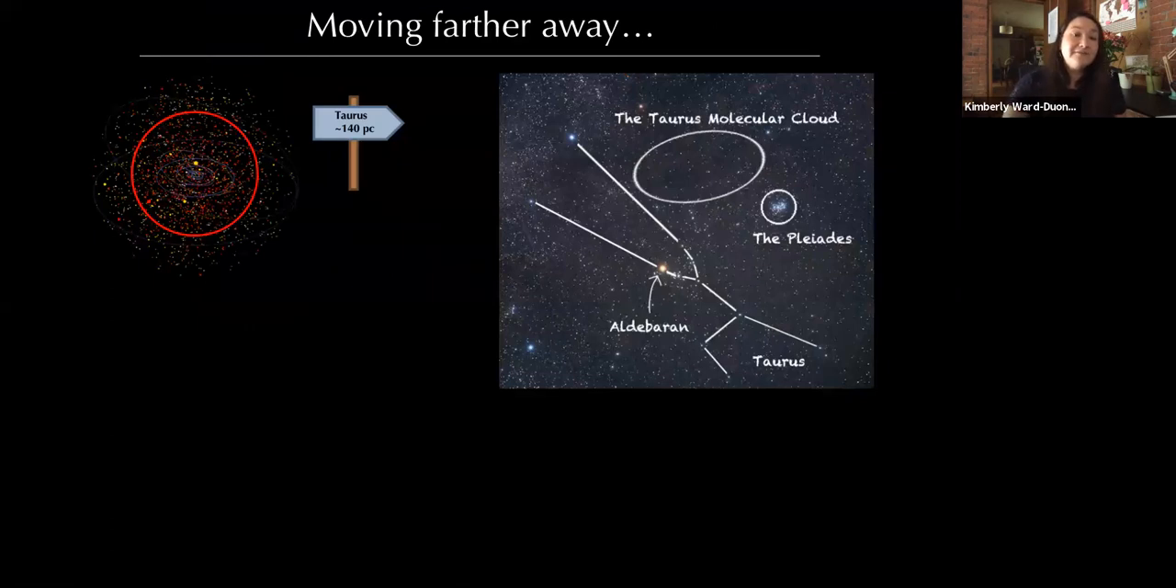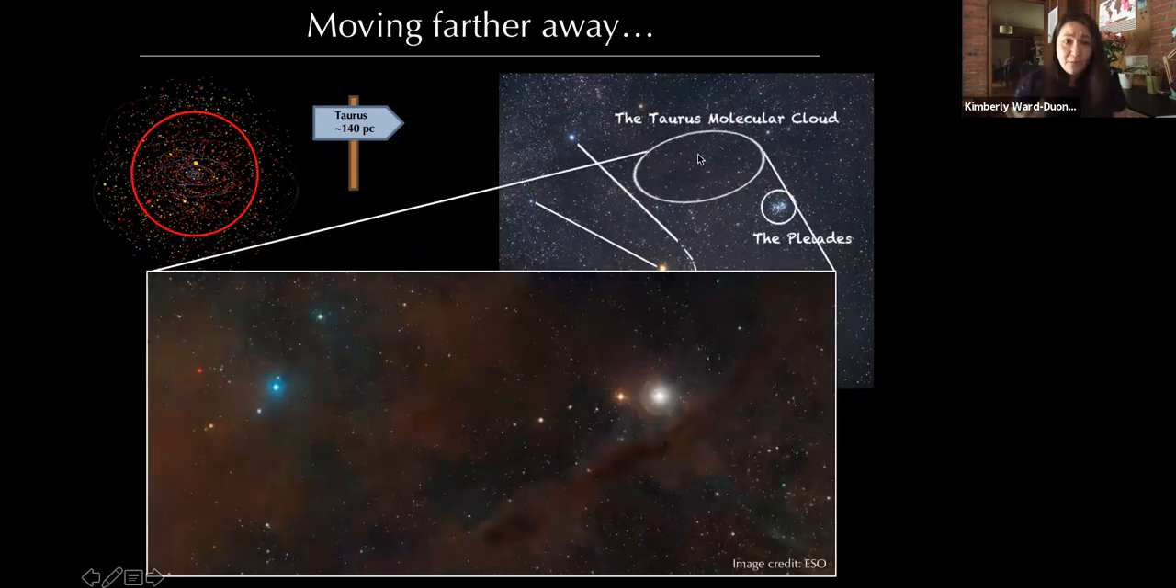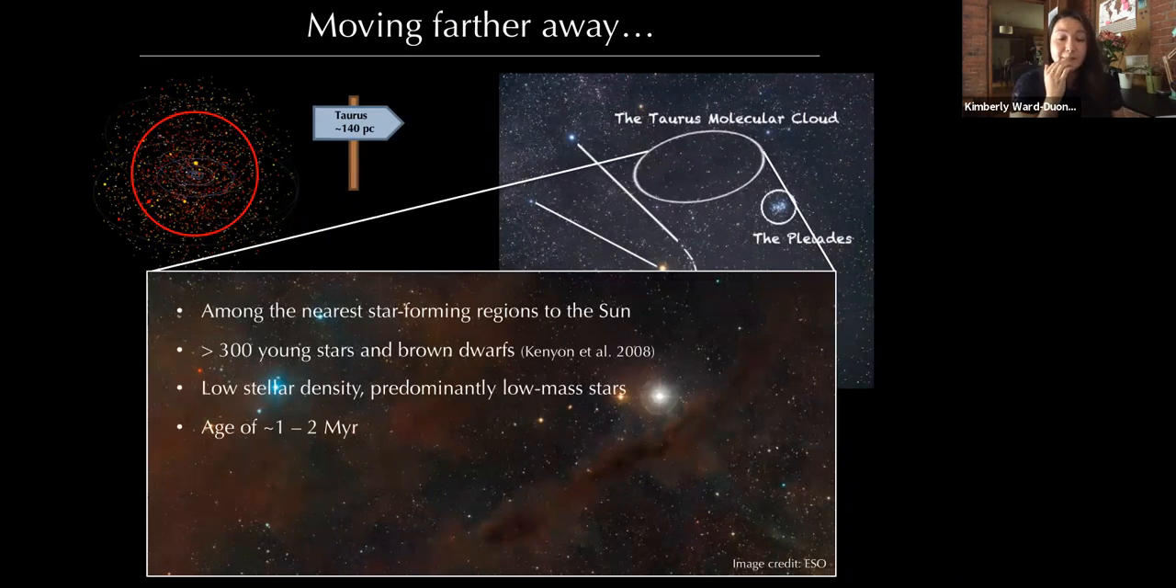Okay, so I've been really focused on the backyard 15 parsecs from the sun. I want to move just a little bit further away, of course not nearly as far as what a lot of you are thinking about on a cosmological scale, but just 140 parsecs to the Taurus molecular cloud. The Taurus molecular cloud, as you can see in this image, is one of the nearest star-forming regions to the sun. It's predominantly low-mass stars, so it has over 300 young stars and brown dwarfs, and it's only about 1 to 2 million years old.